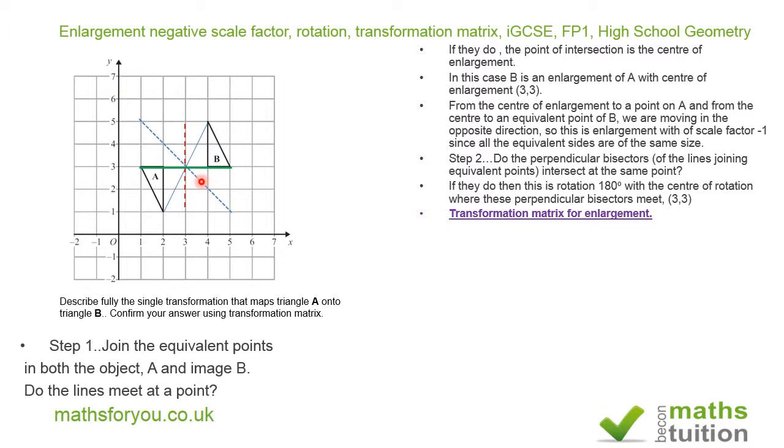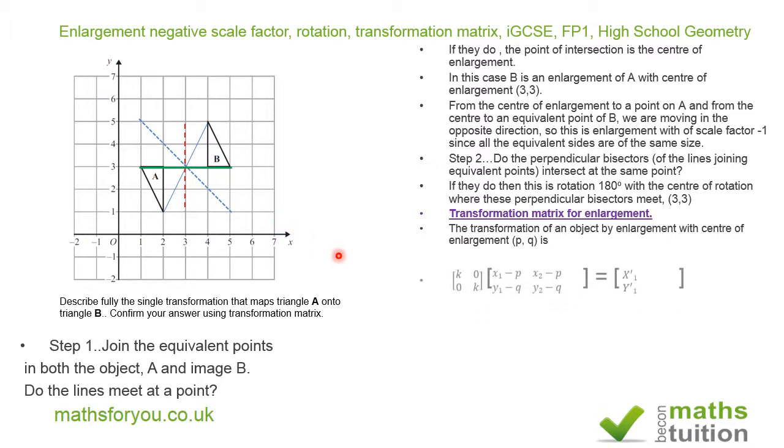for the transformation matrix, because what we've got here is an enlargement where the center of enlargement is not at the point 0, 0, we have to make an adjustment. Now suppose the center of enlargement is at the point PQ. What we then do is we look at our usual transformation matrix, which is K being the scale factor. We have to take into account that the center of enlargement is at PQ and not at 0, 0.